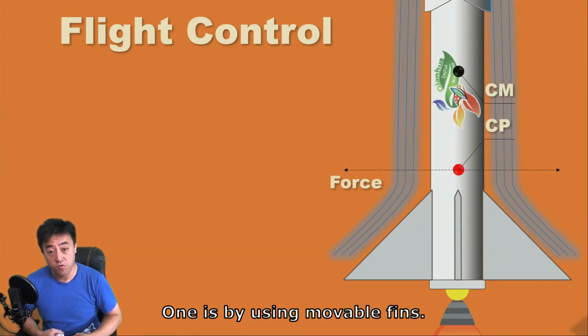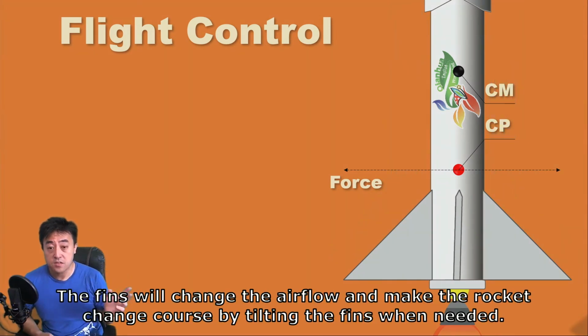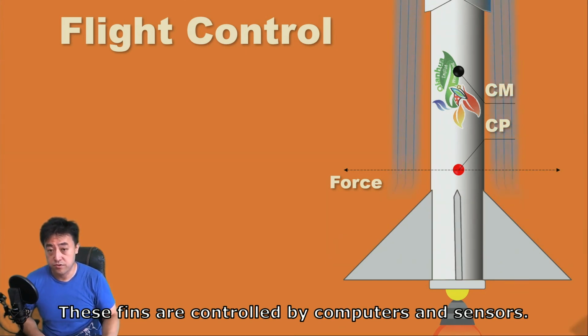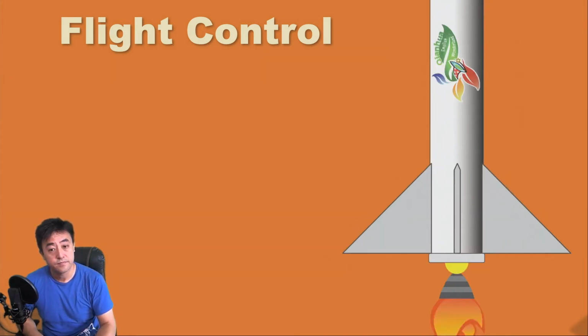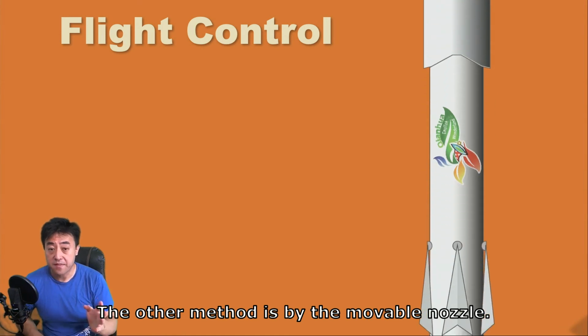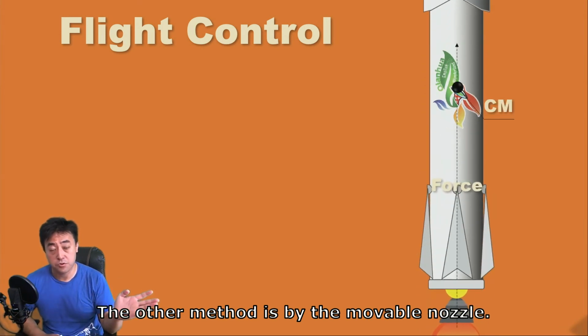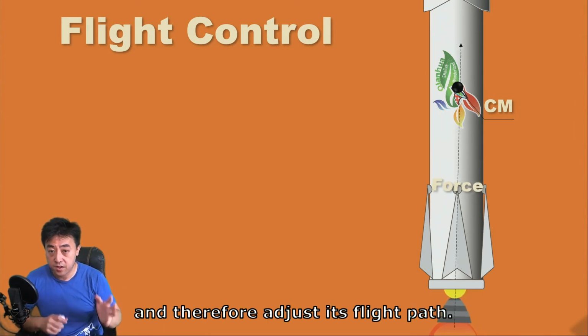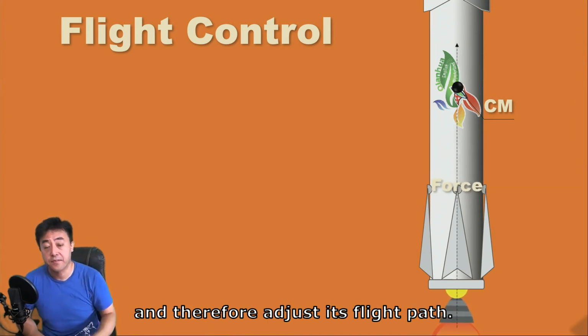One is by using movable fins. The fins will change the airflow and make the rocket change course by tilting the fins when needed. These fins are controlled by computers and sensors. The other method is by a movable nozzle. By tilting the engine nozzle, the rocket will change the direction of the force away from its center of mass, and therefore adjust its flight path.